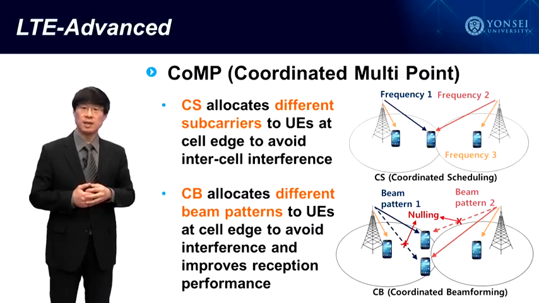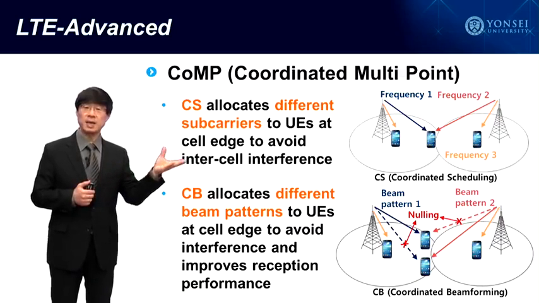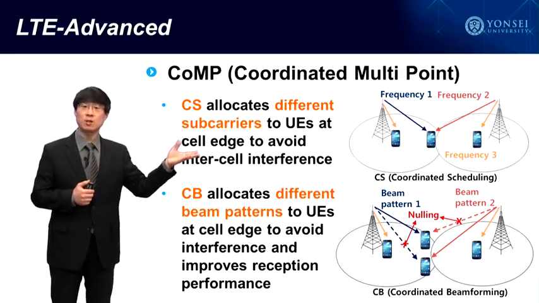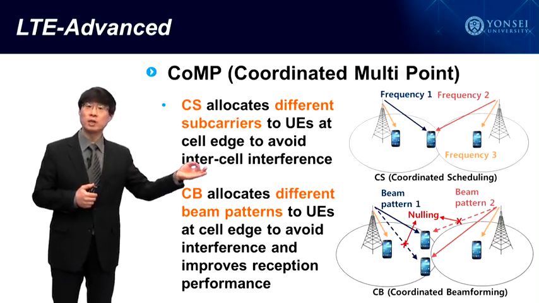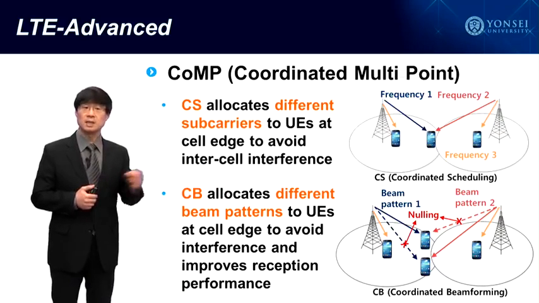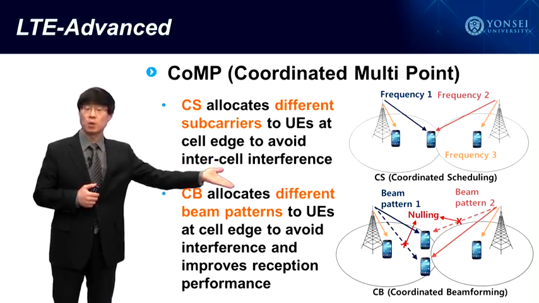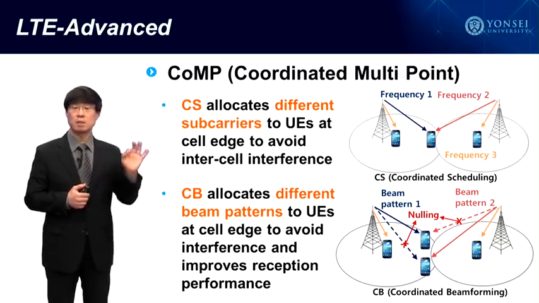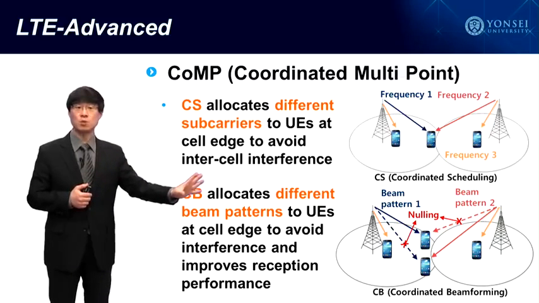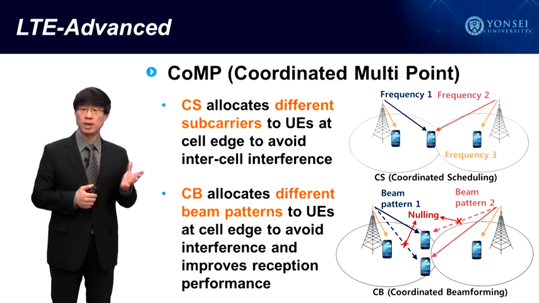The next one is coordinated beamforming. And in CB, what CB does is that it allocates different beam patterns to user equipment at the cell edge to avoid interference and improve reception performance. And as you can see, some signals that may create interference are nulled where the right signal is found and it's used in beamforming patterns. And that's what CB is about, coordinated beamforming.